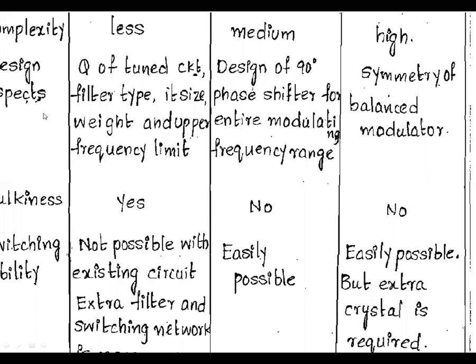complexity to design. So the fifth point is complexity. The complexity is very less in the filter method, moderate in the phase shift method, and high in the Weaver's method, or third method of generation.